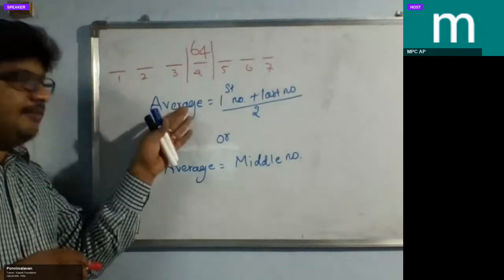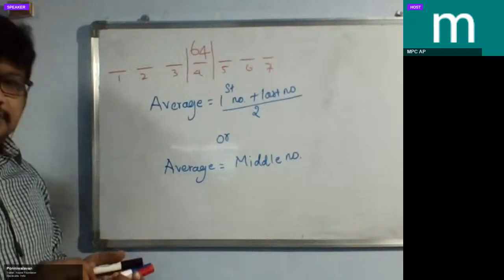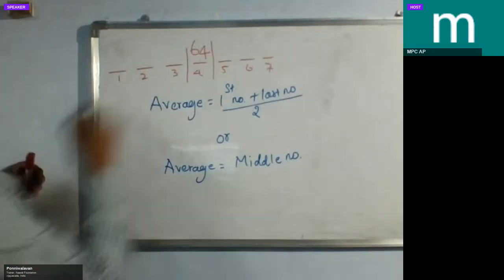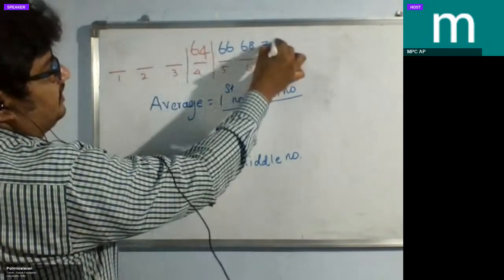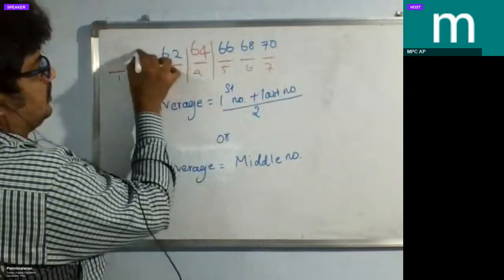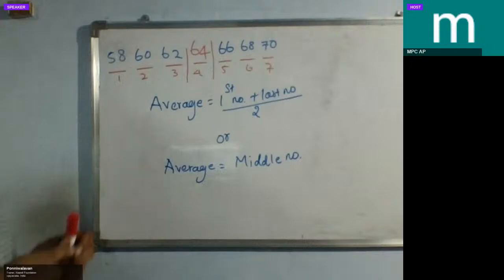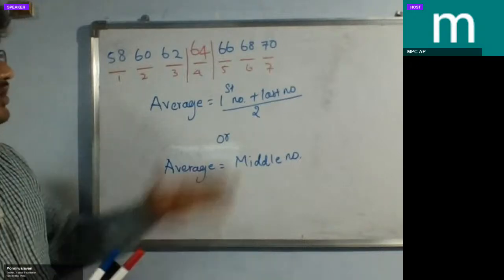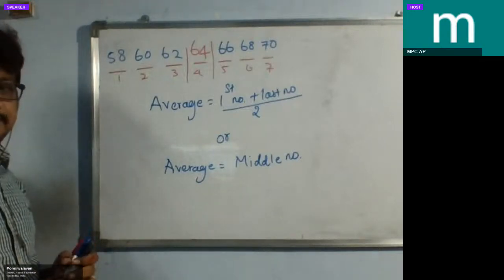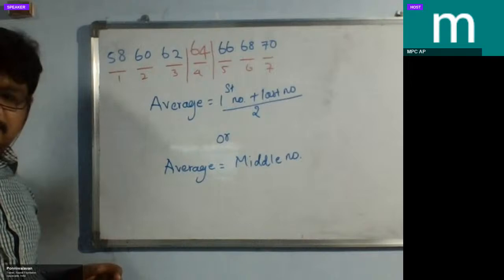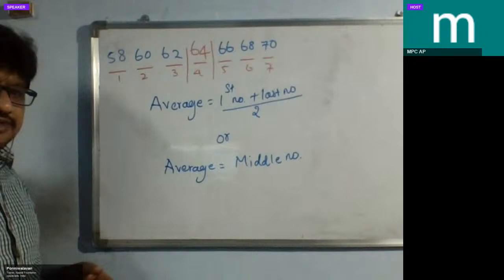So the number in the middle is the average. Okay, 64 plus 2 is 66, 68, 70. Going the other way, it is 62, 60, 58. Okay, what is the least number they are asking? What is the least number in the sequence? 58.